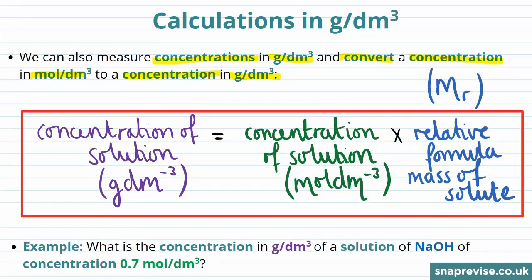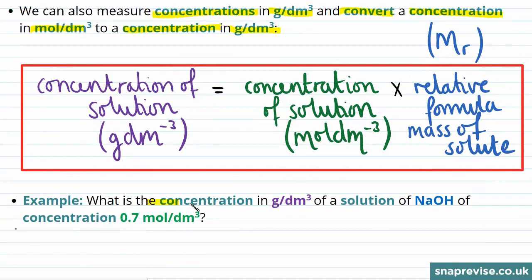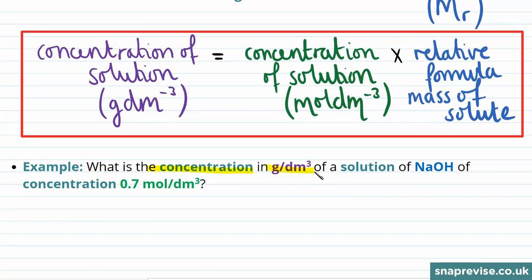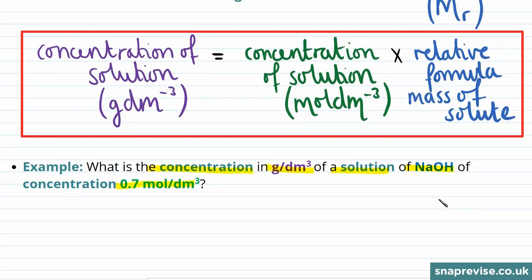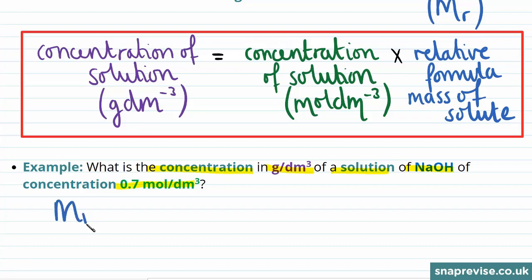Let's look at an example, which is what is the concentration in grams per decimetre cubed of a solution of NaOH or sodium hydroxide, which has a concentration of 0.7 moles per decimetre cubed. If we look at our equation for concentration of a solution in units of grams per decimetre cubed, we can see that we need to know the relative formula mass or MR value of the solute. So for this question, we need to work out the MR value of NaOH, sodium hydroxide.